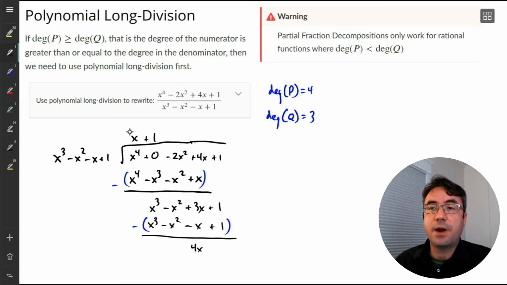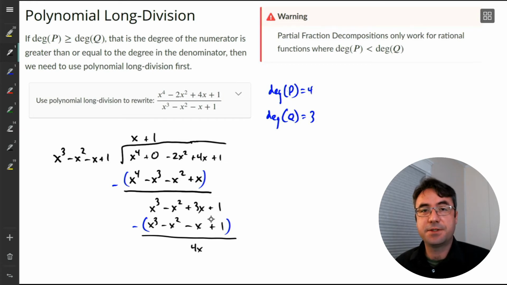So if we go through all this, and we get down to a point where the power of x that's left is smaller than what we're trying to divide in, that means we're done with the division. So for this one, we have x plus 1 that we've been able to divide out.